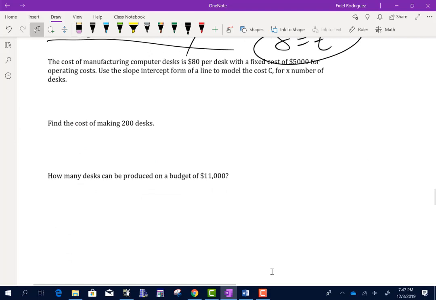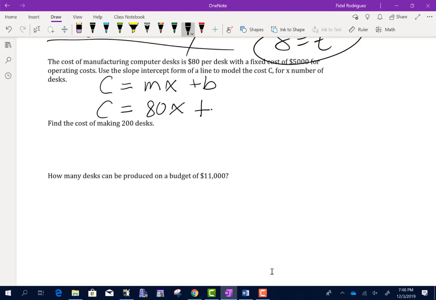All right. So let's take a look at the next one here, guys. I'm going to try to do the same sort of thing. It says the cost of manufacturing computer desks is $80 per desk with a fixed cost of $5,000 for operating costs. Use the slope-intercept form line to model the cost C for X number of desks. Okay, so guys, the equation that we're going to write out is going to look something like this. C equals mx plus b. Okay? So we're going to say C equals, how much does it cost to make every single desk that they make? $80. Okay.